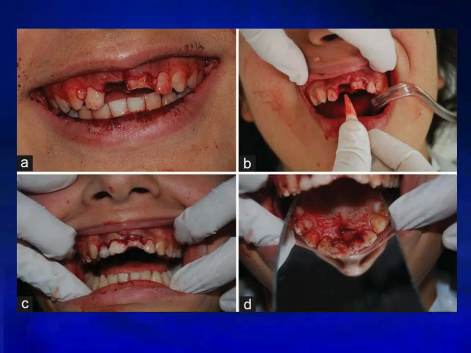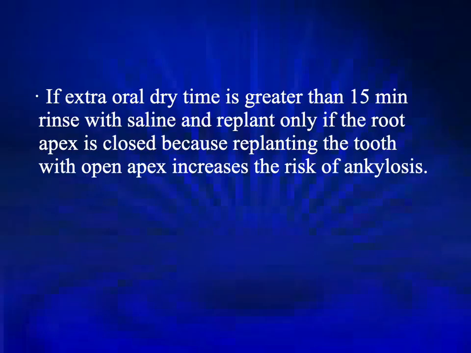This is a clinical picture of how an avulsion can occur. And if the extra oral dry time is greater than 15 minutes, rinse it with saline and reimplant it only if the root apex is closed, because replanting a tooth with an open apex increases the risk of ankylosis, which is also called replacement resorption.